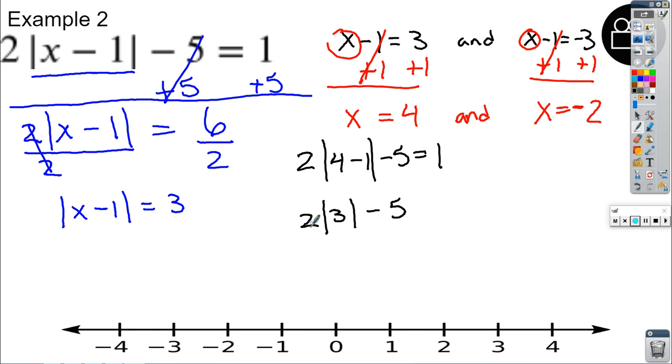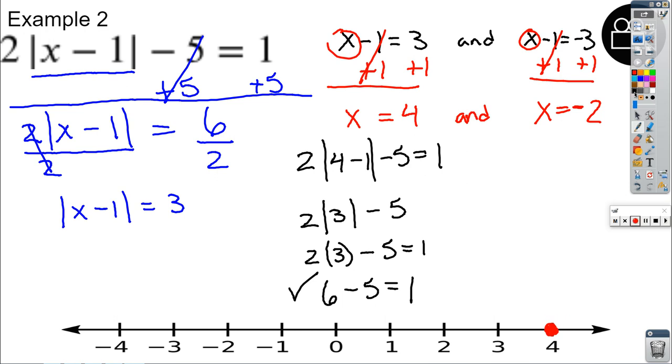Since these two are side by side, I'm going to do the absolute value first and then multiply them. So what's the absolute value of positive 3? That would just still be a positive 3. And then what happens, 2 times that positive 3? 6. And does 6 minus 5 equal 1? And the answer is yes. So that one is going to be one of our solutions. So we know definitely 4 will be a solution. So that's going to be on that number line as a value here. So don't forget, on your number line, make sure we graph it.